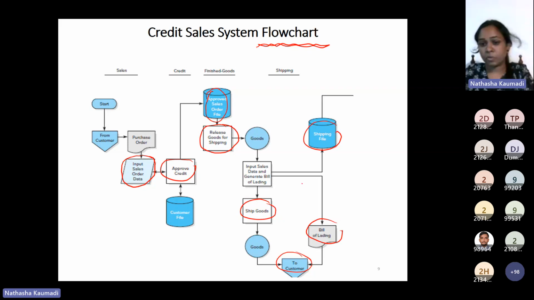Likewise, you have to talk about the payments as well. You have to receive the payments from the customer as well. So this is how you show a process in a flow chart. That is just an example.